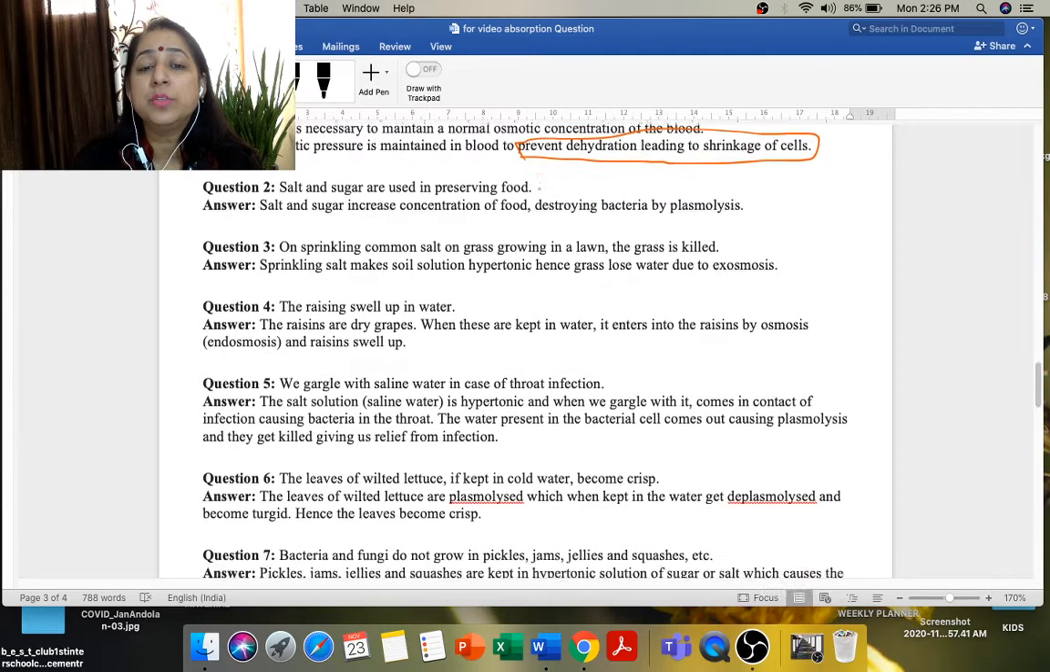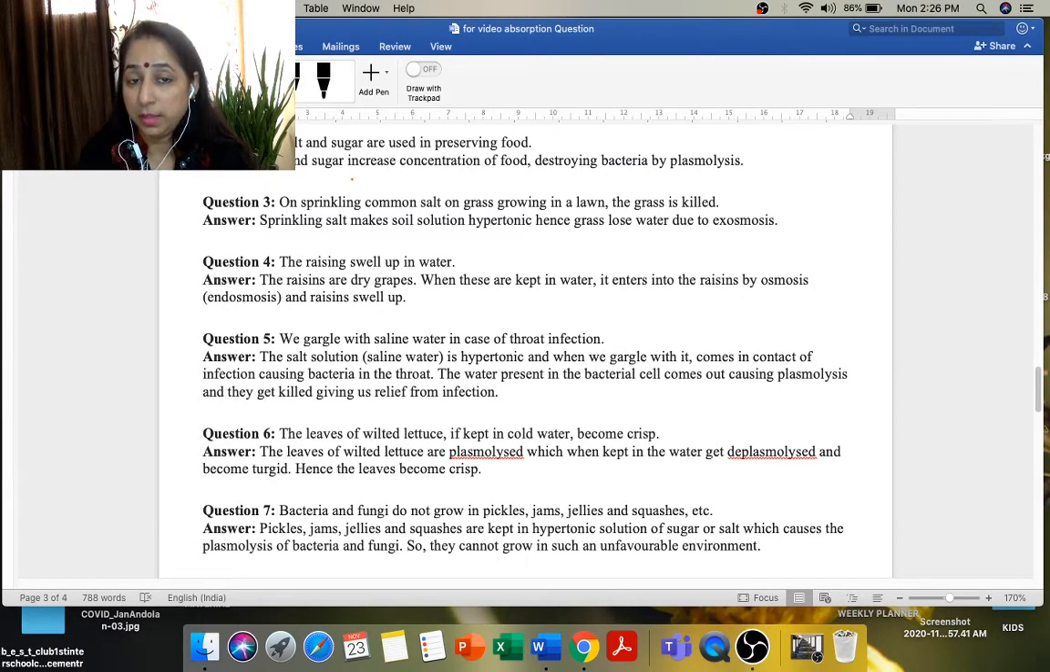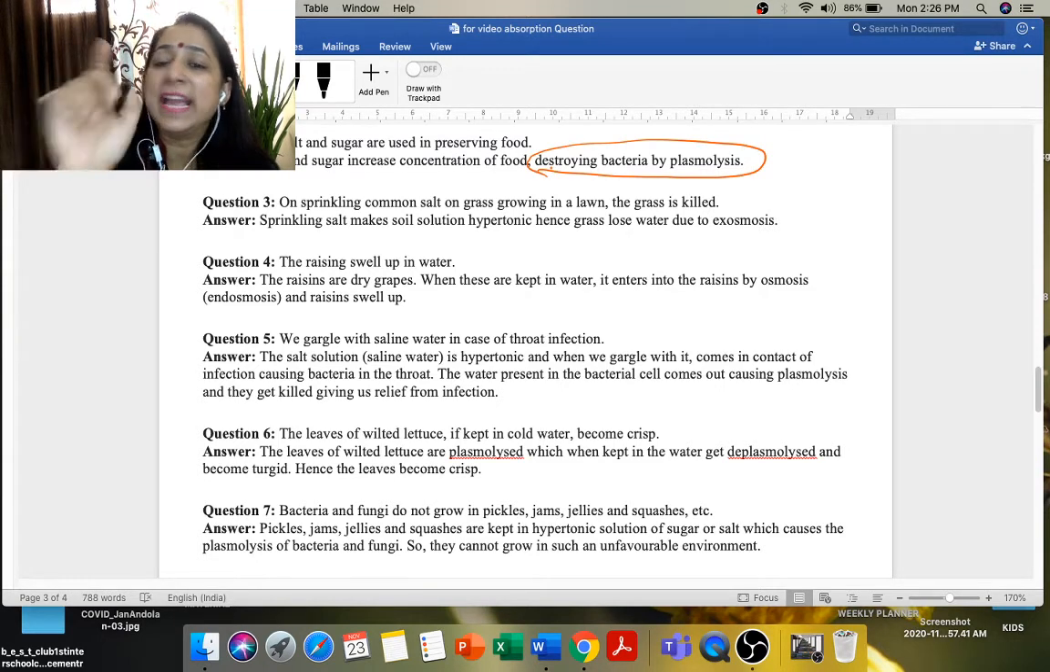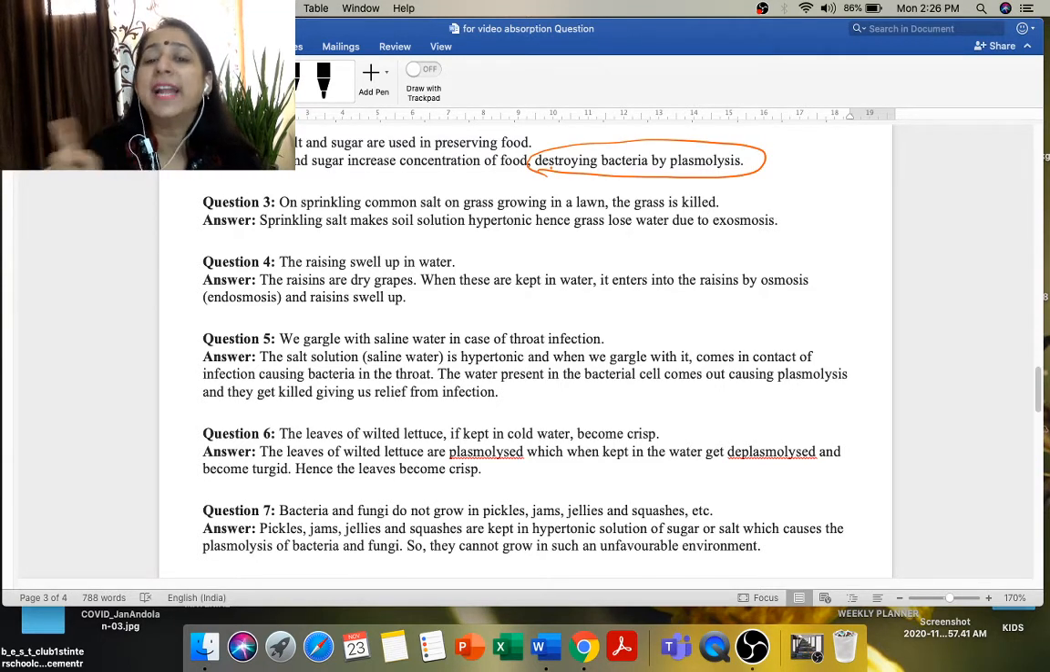Salt and sugar are used in preserving food. कई बच्चे इतने लंबे पैराग्राफ लिख देते हैं इसके लिए. Simple. Salt and sugar increase the concentration of food, destroying the bacteria by plasmolysis. They will write a full-fledged paragraph, पर ये एक लाइन नहीं लिखेंगे. So you won't get marks.